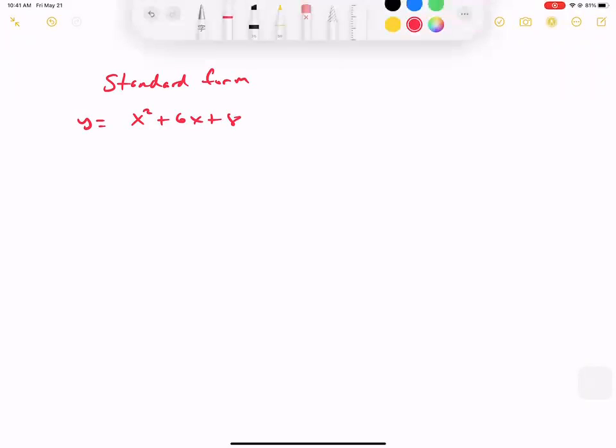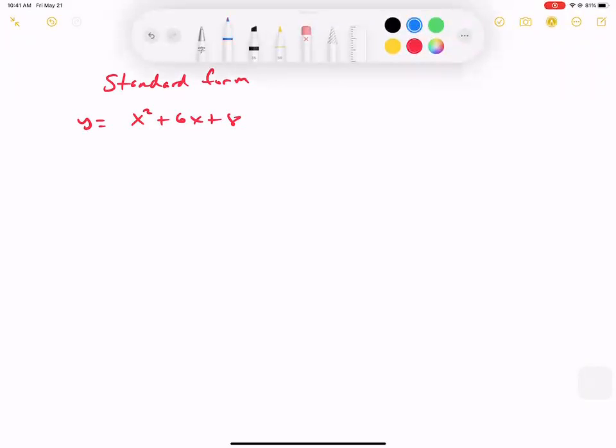Hi, everyone. So we're going to continue with our completing the square series. Completing the square allows us to change a standard form problem, x squared plus, let's say, 6x plus 8, into our nice usable vertex form.